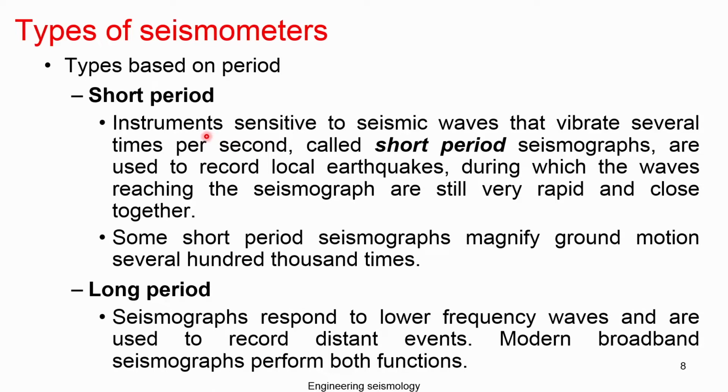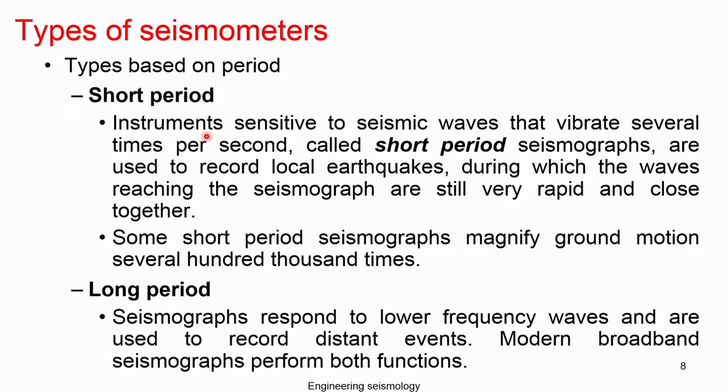So, based on the sensor type, the seismometer can be classified. One is the short period sensor, where the instruments are sensitive to the seismic waves that vibrate several times per second, called a short period seismogram, and used to record mostly local earthquakes which are reported within a few hundreds of kilometers, like 100 kilometers, 200, 300, those are all local earthquakes. So, these short period seismographs basically magnify the ground motion 100,000 times, depending upon the instrument, and show you the waveform which occurs in the particular earthquake.